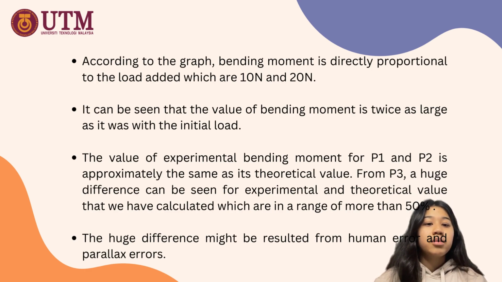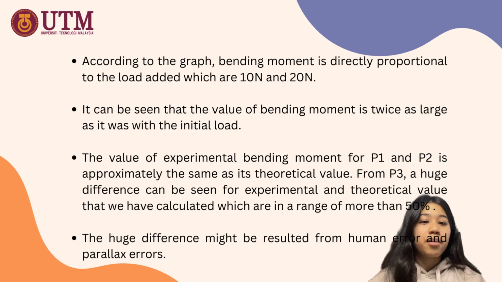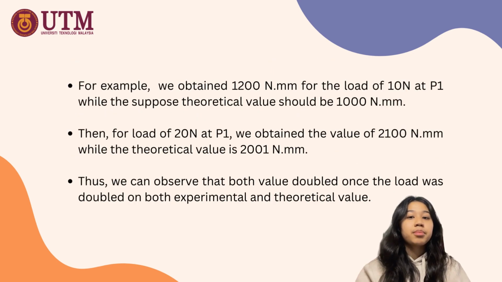The huge difference might have resulted from human error and parallax errors. For example, we obtain 1200 Newton millimeter for the load of 10 Newton at P1, while the supposed theoretical value should be 1000 Newton millimeter. Then for the load of 20 Newton at P1, we obtain the value of 2100 Newton millimeter, while the theoretical value is 2001 Newton millimeter. So we can observe that both values double once the load was doubled, on both experimental and theoretical values.